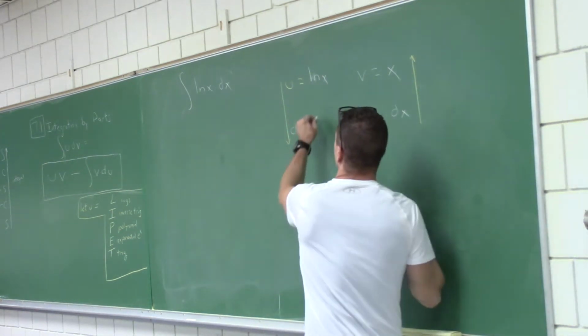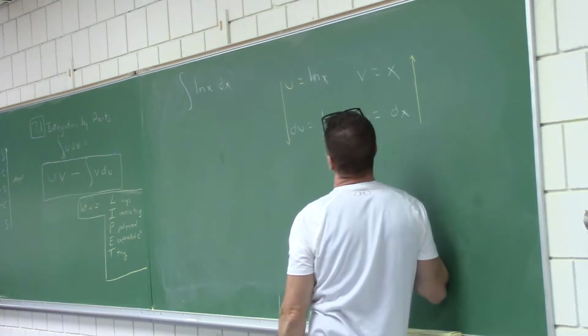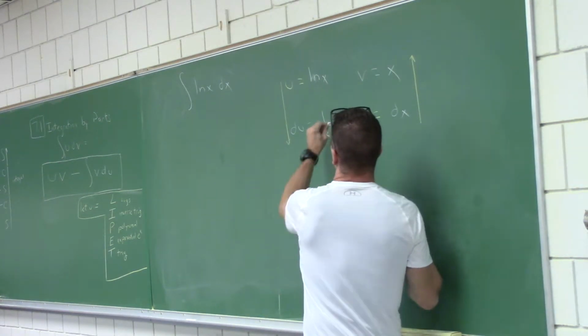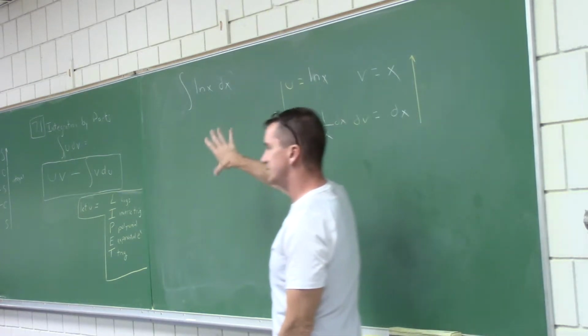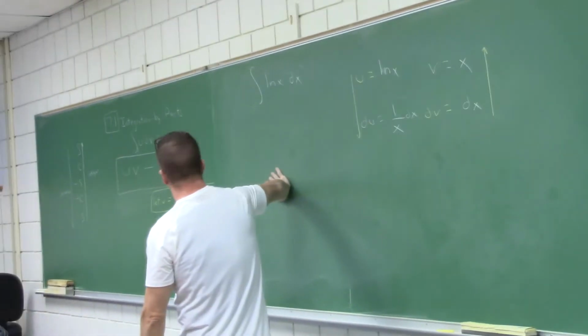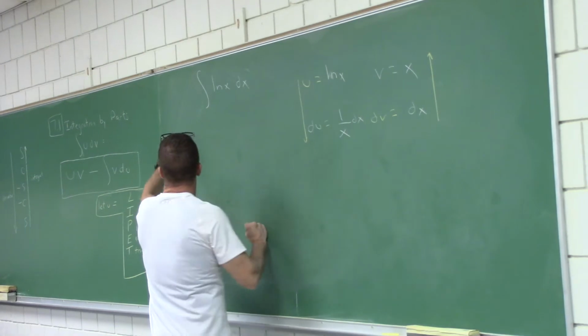And what's the derivative of natural log of x? 1 over x. Let's put the dx there. Even if you forgot to put the dx here, you'd still write it in yourself. Very good call.